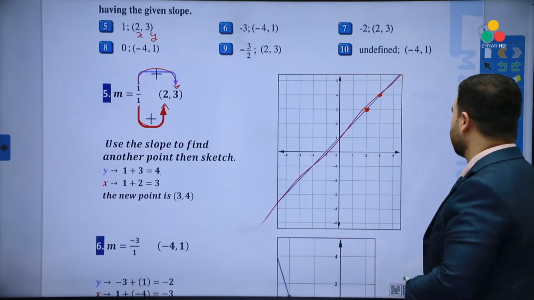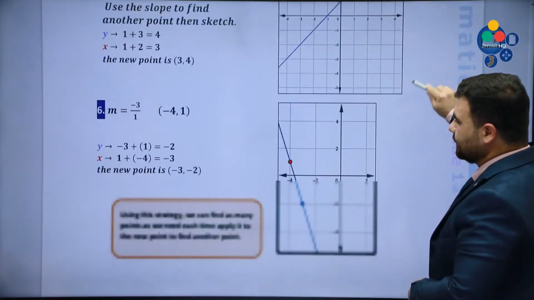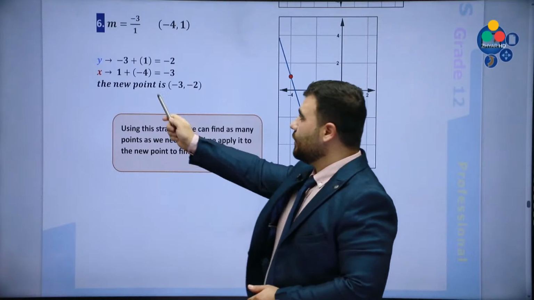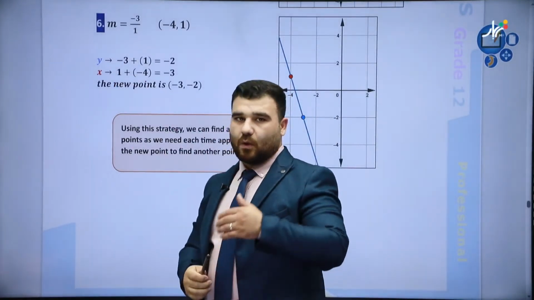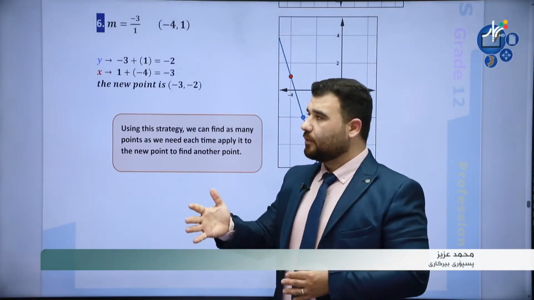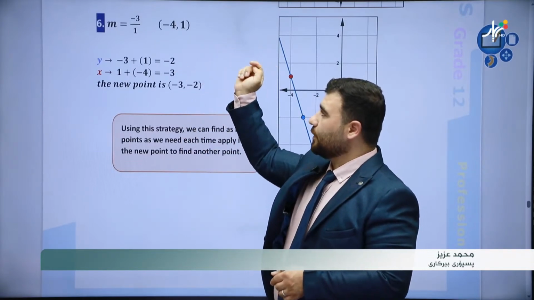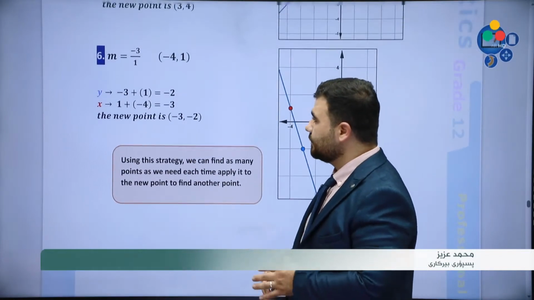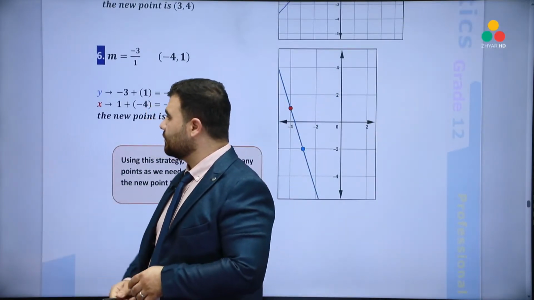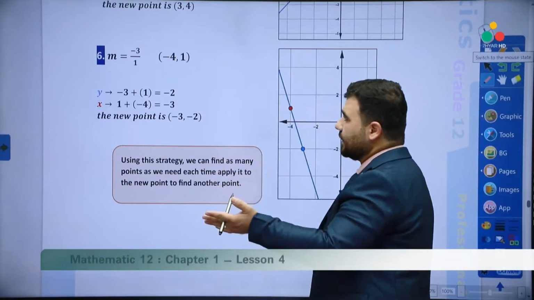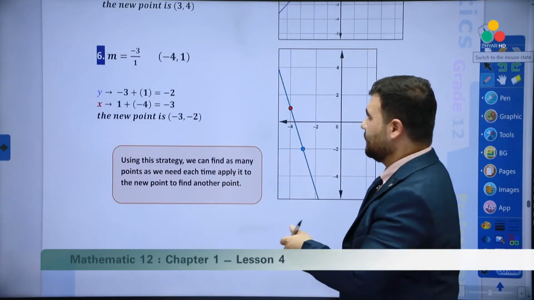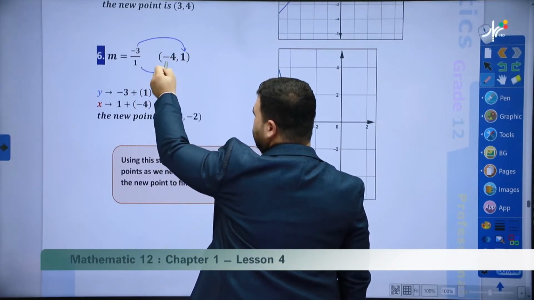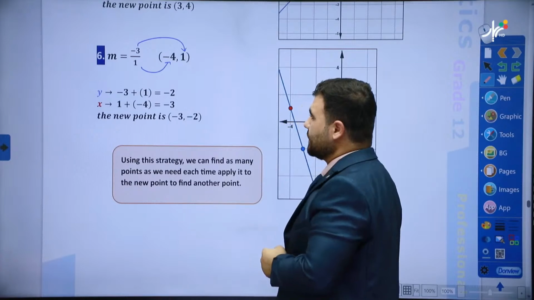Let's do question 6. Again, we know slope is y over x. The upper number we added to the y value of the point. The lower number we added to the x value of the point. Now, negative 3 plus 1 is negative 2. 1 plus negative 4 is negative 3.